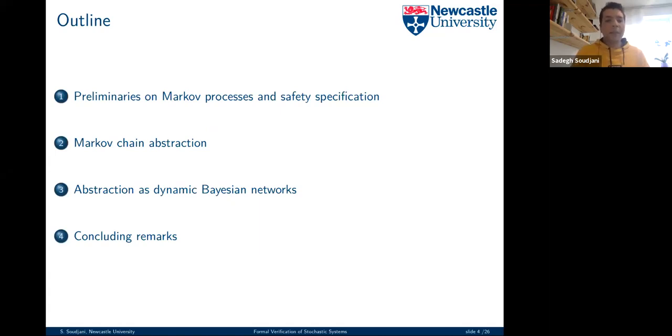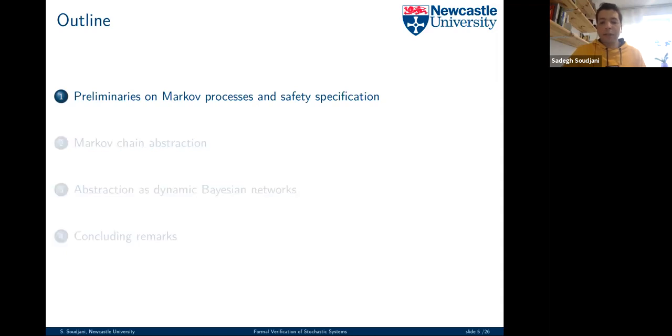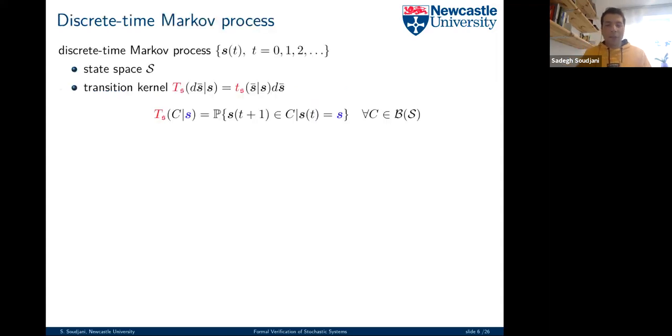Okay, so with this introduction, this is the outline of the presentation. First, I will give some preliminaries on Markov processes and safety specifications. Then I will discuss Markov chain abstractions. And then I show how dynamic Bayesian networks can be used as abstractions of Markov processes. And finally, I will end the presentation with some concluding remarks. Okay, so let's get started.